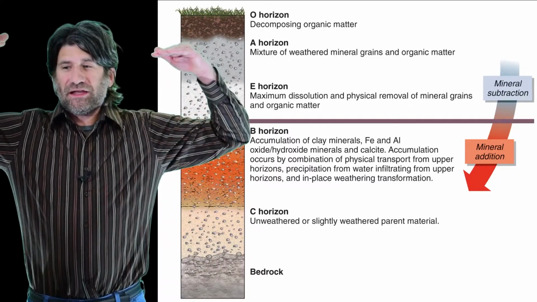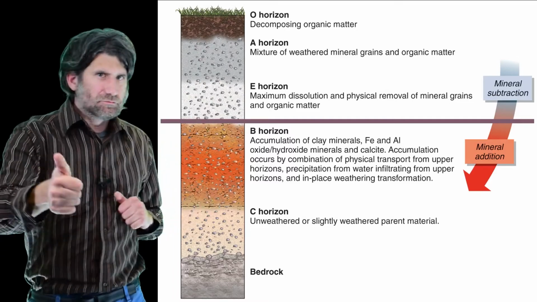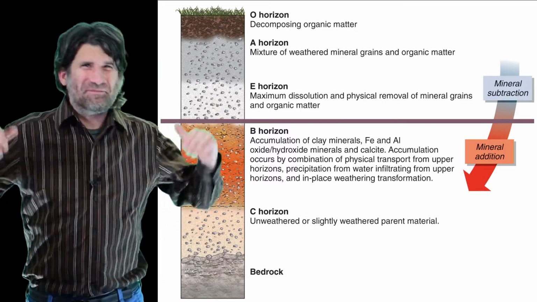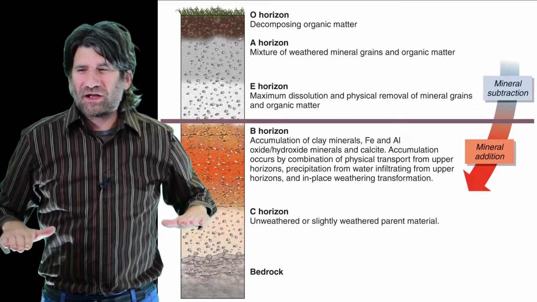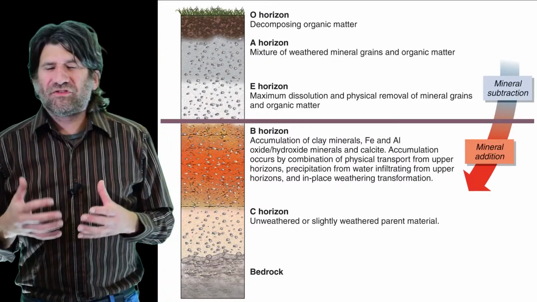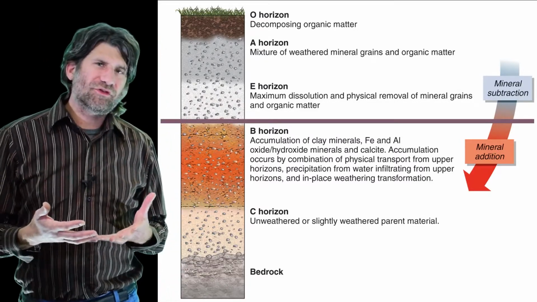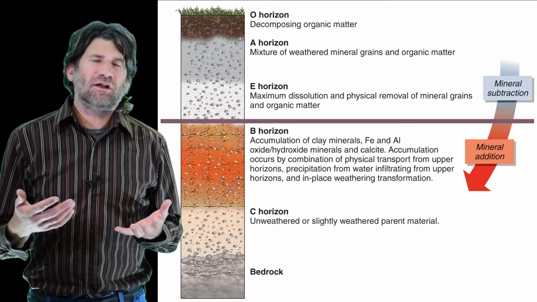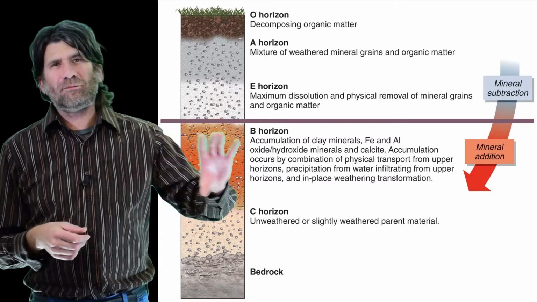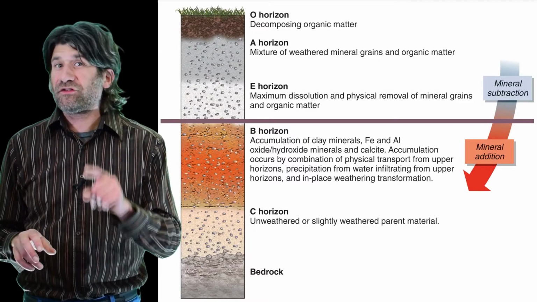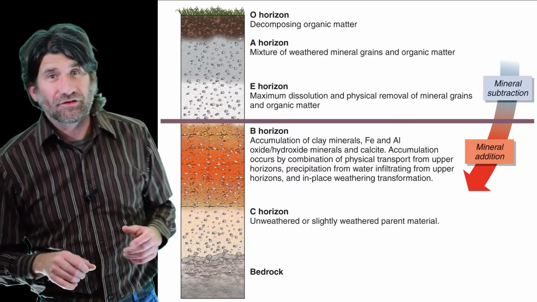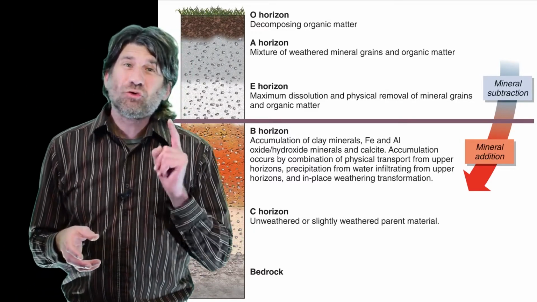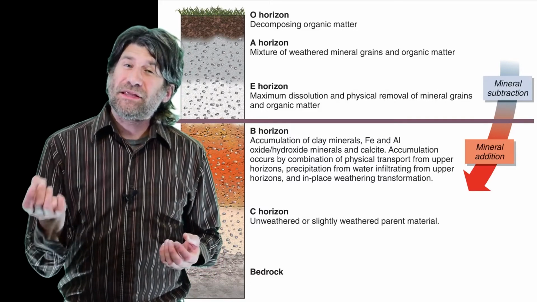So that was easy, right? A to B. Forget about the E for a second. Okay, good. We got that B horizon. That's where we're going to accumulate material. And because we're accumulating material, you see some really beautiful colors in B horizons. You'll see some red B horizons, some orange B horizons, even some white B horizons. And those are going to be related to what's accumulating in that specific B horizon.